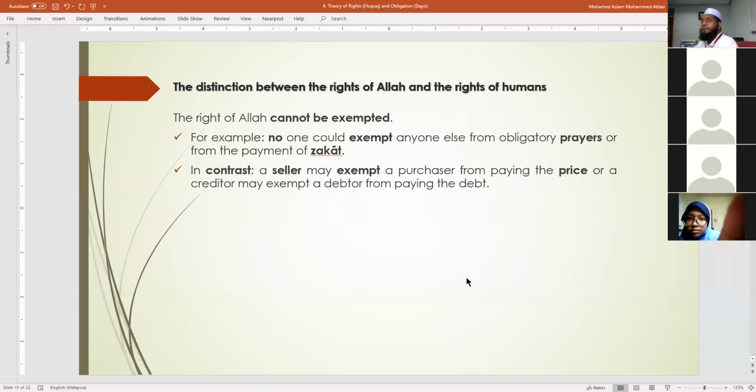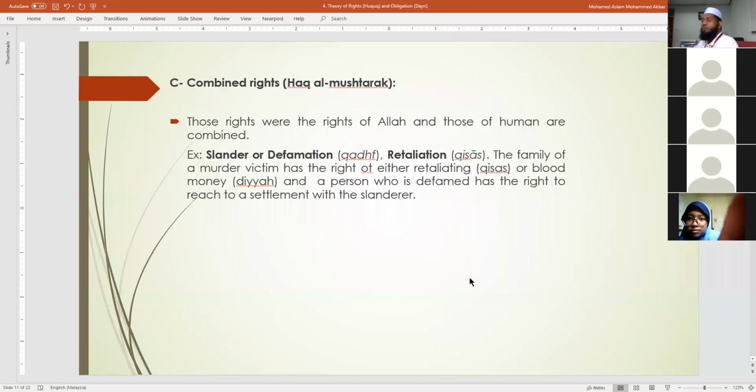All right. Distinction between the rights of Allah and the rights of human. The rights of Allah cannot be exempted, you know already, but a seller may exempt a purchaser from paying the price. What are the combined rights? This is where two things come together. For example, qadhaf or retaliation.